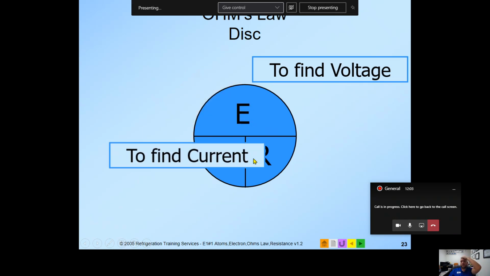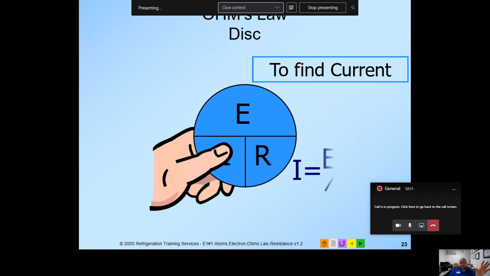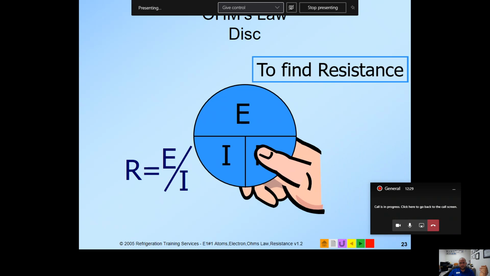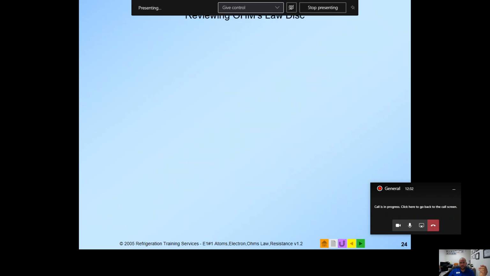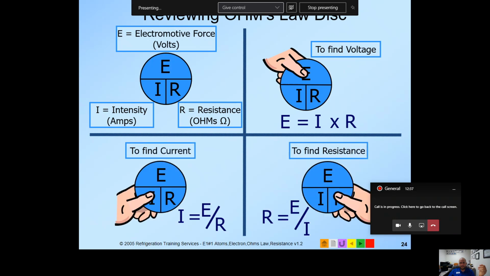Now what if I want to solve for current? Which letter, first of all? I, intensity. So you cover up the one that you're trying to solve for, and that gives you the formula for it. Just cover it up with your thumb, or imagine that you are covering it up with your thumb. I equals E divided by R. Then you could just find the one you don't know by plugging in the two that you do. Same thing there. R equals E divided by I. So there's a breakdown on it. There's your formulas.